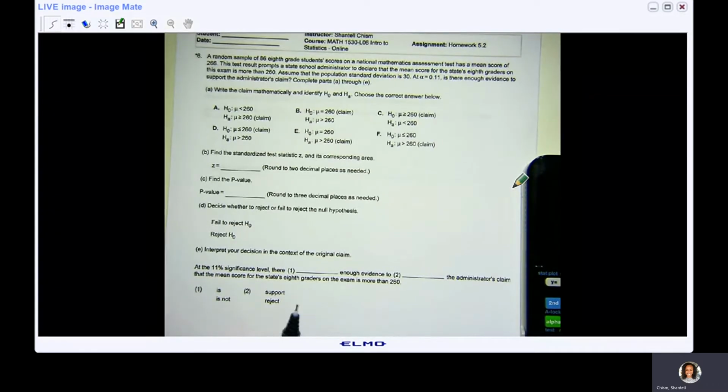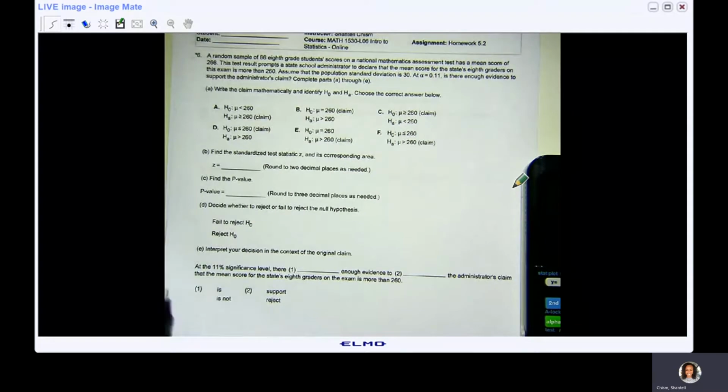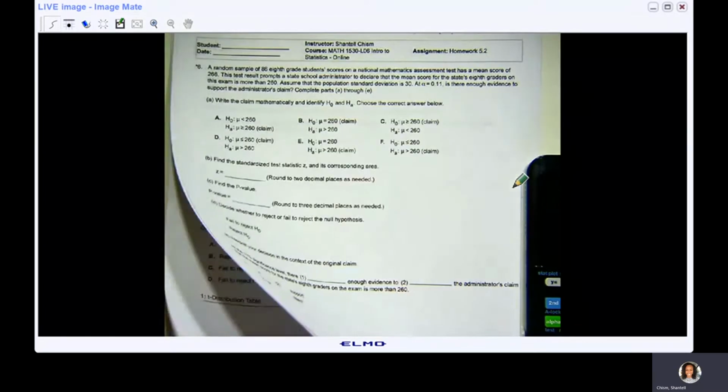All right, I'm going to show you one more of these, and then I'm going to show you the t-test. I think I got a problem using the t-test.